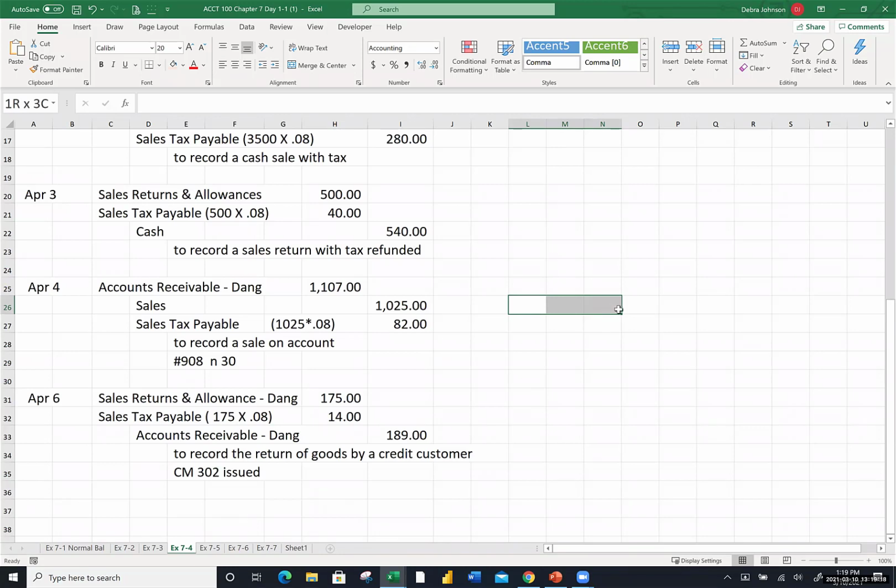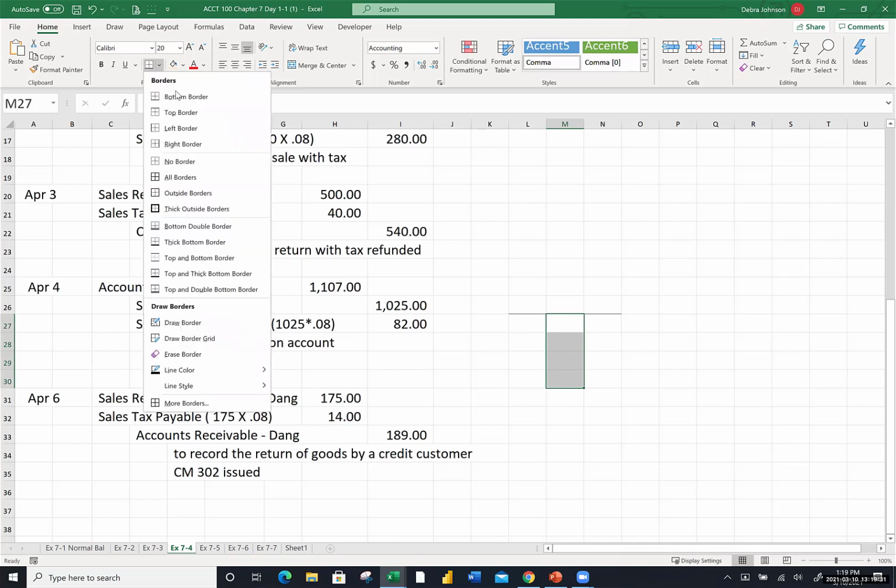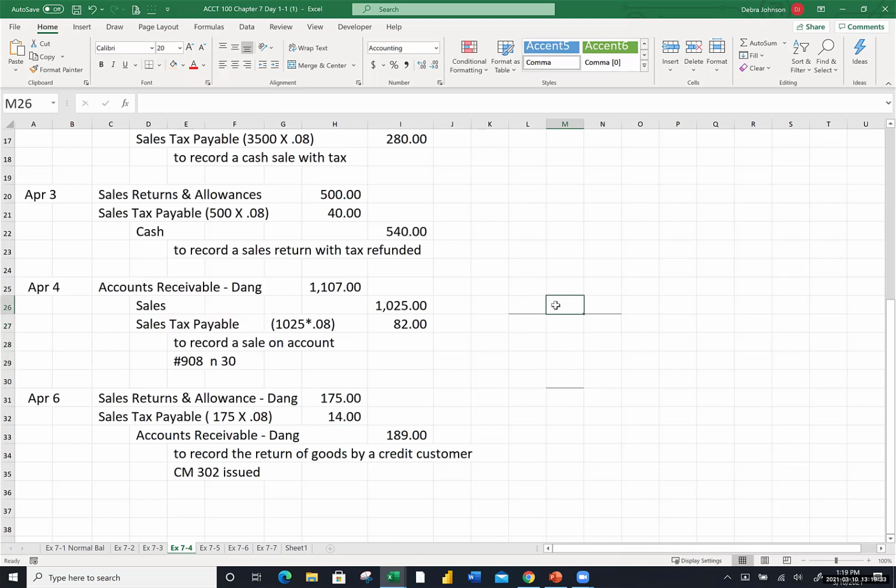Okay, here's what I would encourage you guys to do. I would make a T account, especially because I know what's around the corner. I would get into the habit of making a quick T account. This would be for accounts receivable, especially when these discounts start coming into play. So for accounts receivable for Dang, if I take a look at what's in there, we had that sale on April 4th, including everything, was 1107. And then we had that return.